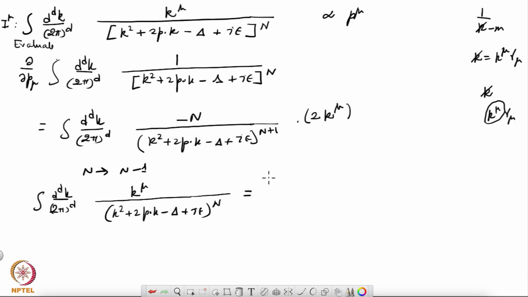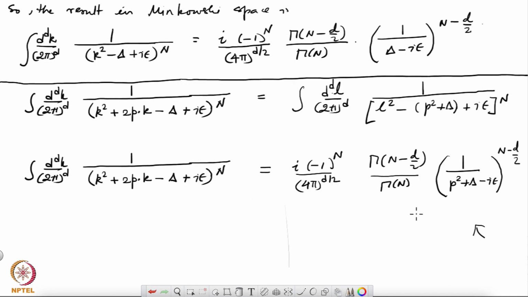And we divide by 2; this n, I am changing n to n minus 1, so this will become 1 over minus n plus 1. That is fine. Then you have a derivative with respect to p mu of the result after integration, which is i times minus 1 to the power n minus 1. So, what I am doing is taking this result and putting n equal to n minus 1. That is what I am doing.